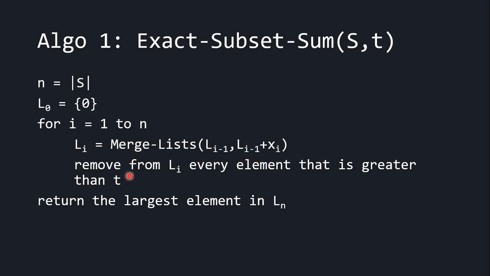Every element in Li greater than t will be removed. Now, Ln will be a list of sums of all possible subsets of S. Hence, the largest number in Ln will be the answer. Let's understand this using an example.